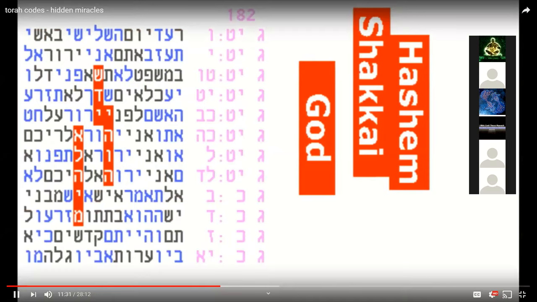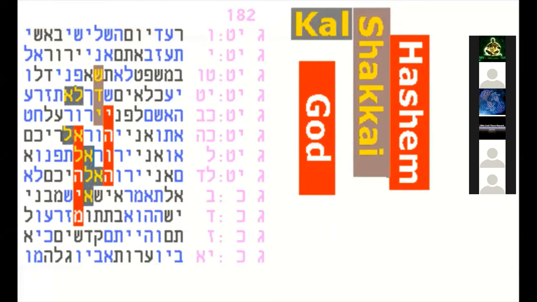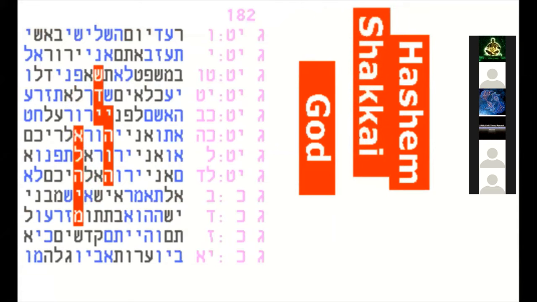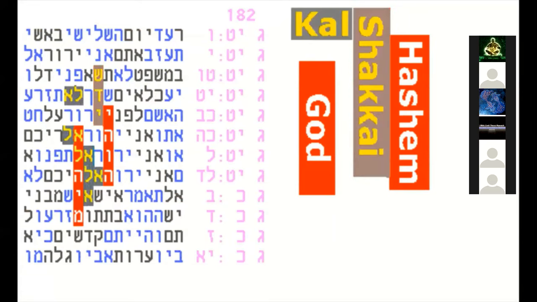Okay, so these are in a very small area, but let's see. It really is El Shaddai, not just Shaddai. And what do we have? Actually, seven occurrences of El with Shaddai. So it actually is a complete, all three names completely there.